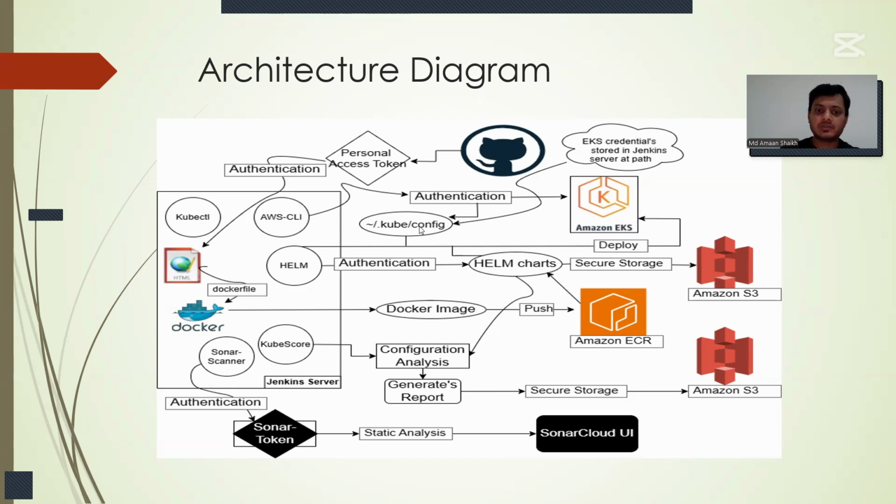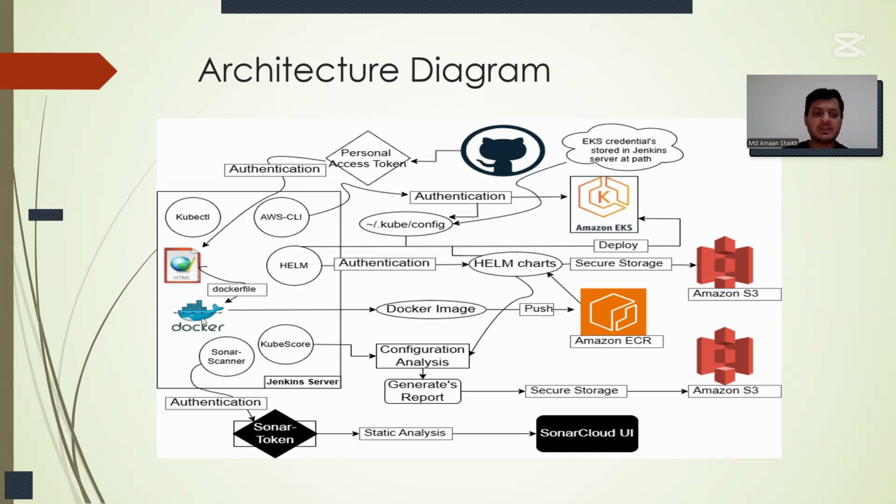We generated a config file and stored it at the path kube/config. Furthermore, Helm was authenticated and used for creation of the Helm chart, and finally storage of those Helm charts to Amazon S3 securely. Additionally, Helm used the configurations and authenticated with the EKS cluster to deploy the application to Amazon EKS. So Helm used the configurations available from the AWS CLI and deployed that application to Amazon EKS.